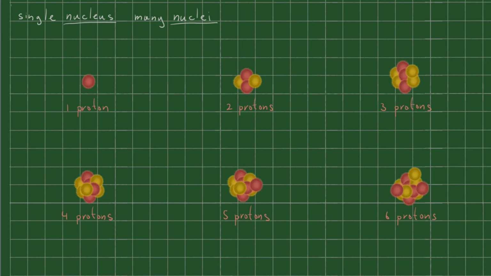It is the number of protons that determines the identity of the atom. So if a nucleus has a single proton, then we are talking about an atom of hydrogen. If a nucleus has 2 protons, then we are talking about an atom of helium. A nucleus with 3 protons means that we are dealing with an atom of lithium. If the nucleus contains 4 protons, well, then I'm dealing with an atom of beryllium. If there are 5 protons, I'm looking at a boron. And if there are 6 protons in the nucleus, I'm looking at an atom of carbon. So once again, it is the number of protons that determines the identity of the atom.